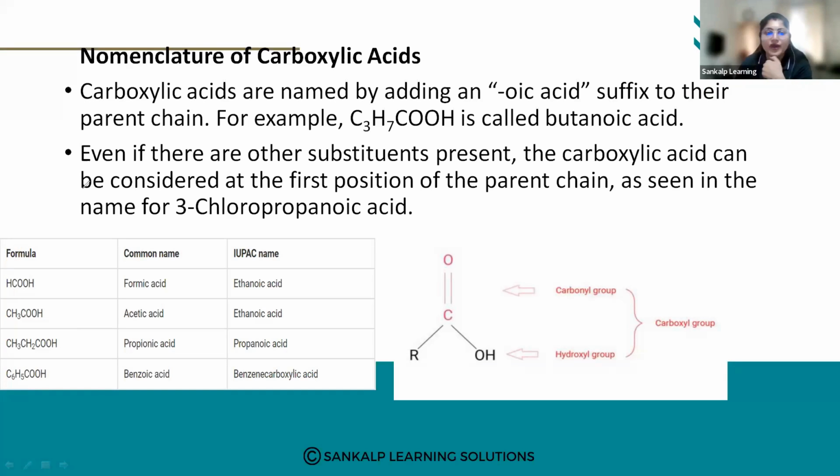So if you have HCOOH, that is formic acid. The common name is formic acid. What is the name of CH3COOH? It is ethanoic acid.